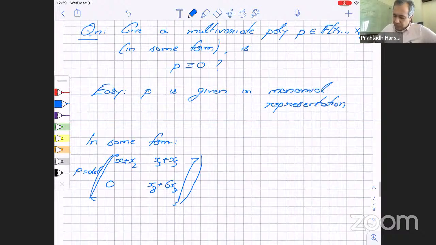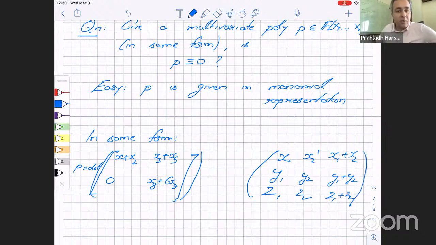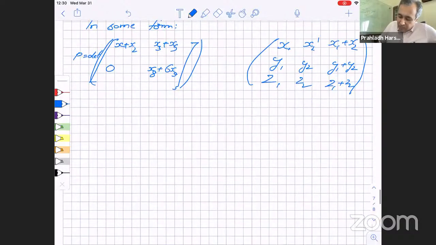For example, if I had given you the matrix with rows x, y, z; x1, y1, z1; x2, y2, z2; and x1 plus x2, y1 plus y2, z1 plus z2, the determinant of this is formally 0. But on looking at this, it's not obvious that the determinant is 0. Of course, this one is a special form, you can see it's 0.